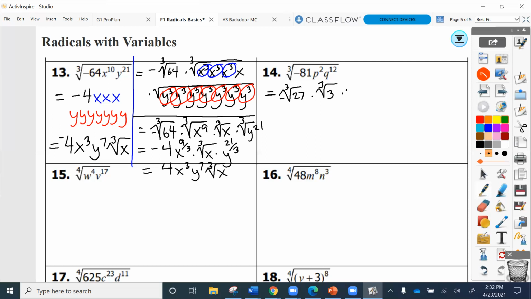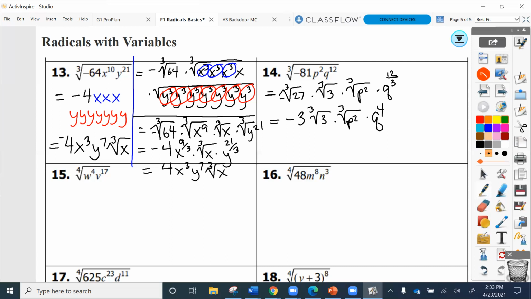Now, I know that I can't do anything with p squared because there's not enough p's to take out. I need 3 p's in order to take anything out. So I know that's going to be in my final answer. But q, what you could do is just jump to dividing. Since 12 is divided by 3, you could just jump to that. So let's see what we have. We have negative 3, since the cube root of 27 is 3, times the cube root of 3 times the cube root of p squared times q to the 4th.